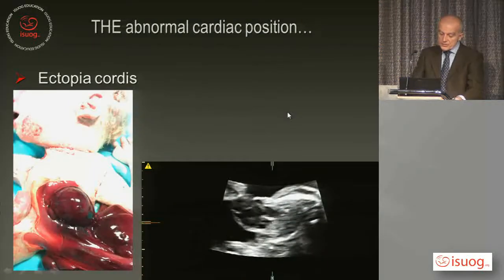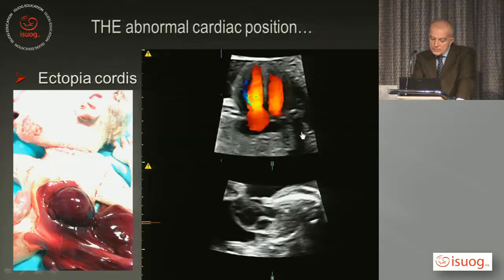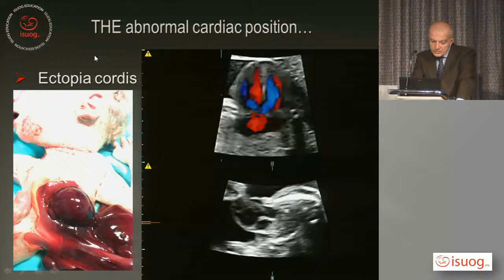And finally, the obvious abnormal cardiac position, which is ectopia cordis. In this case, it was one twin of a pair of monochorionic twins, so the patient did not want to run the risk of miscarriage of the co-twin and decided to go to term. This is why we have an image in the advanced second trimester. And this is the image with grayscale and color Doppler. And this was the specimen after birth of the healthy co-twin.